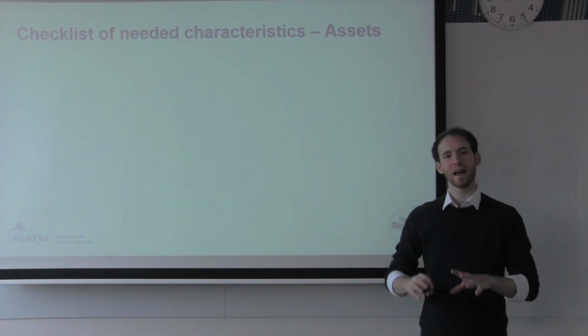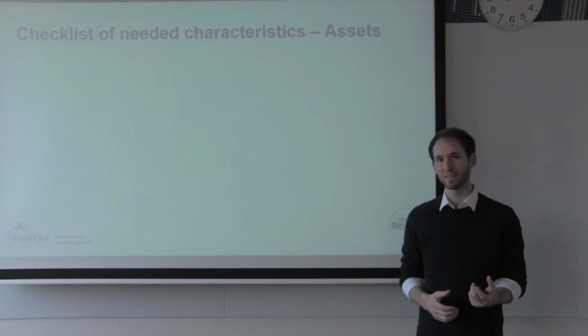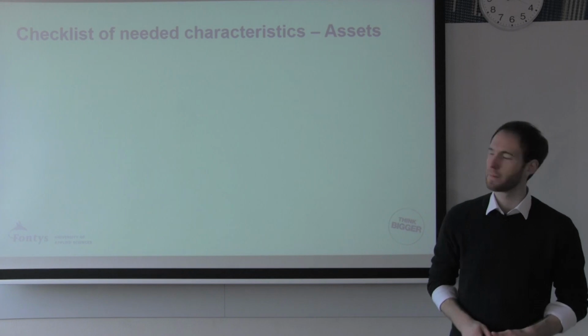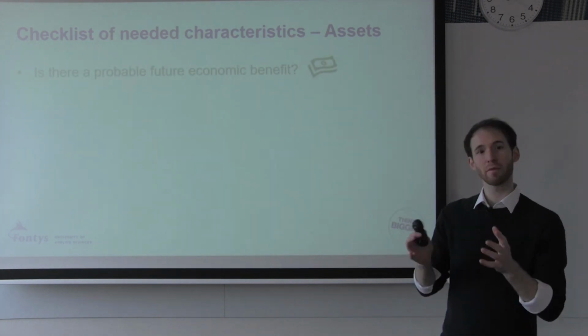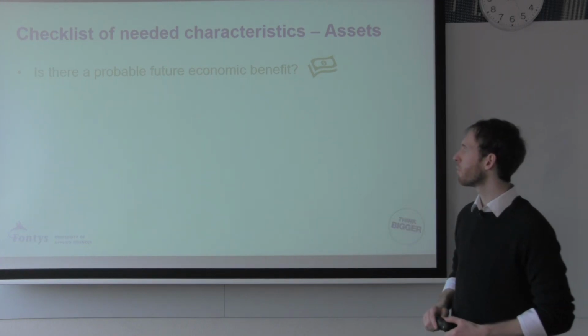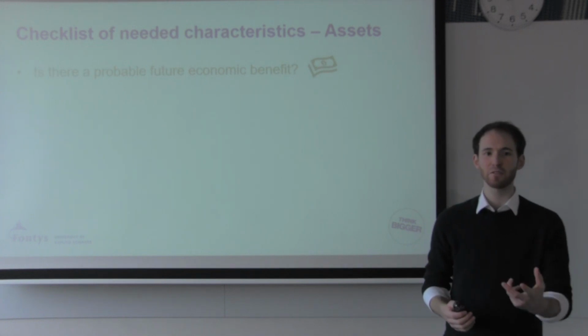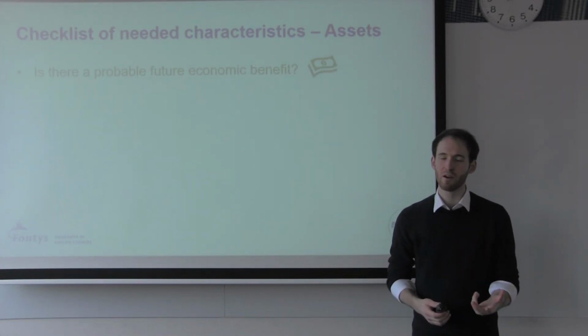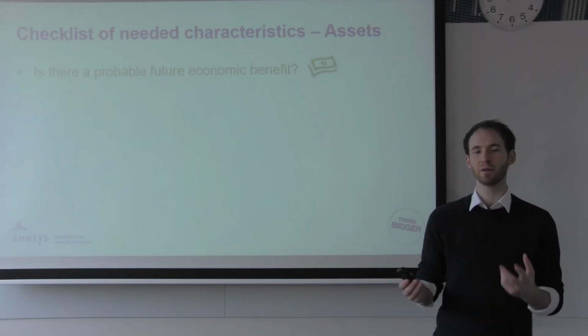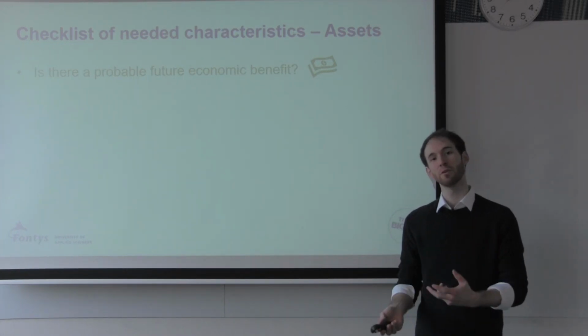So let's first of all look at assets as a whole, because there are certain criteria that have to be fulfilled in order to call something an asset. All of them have to be fulfilled at the same time. The first thing is, is there a probable future economic benefit? This means if you buy something, do you expect to gain more wealth from this in the future? So let's say you buy a machine, this machine helps you produce your product, you can sell the product, so the machine helps you generate money.